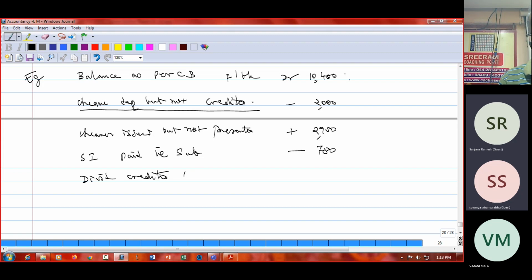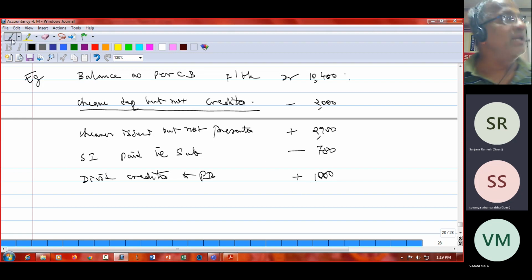Then dividend credited to passbook: 1000. In which side of the passbook do you find this? Credit side. How do you call it? Unrepresented credit. So what is your starting balance? Debit. What should you do? Add. Correct? Are you clear? That's it.